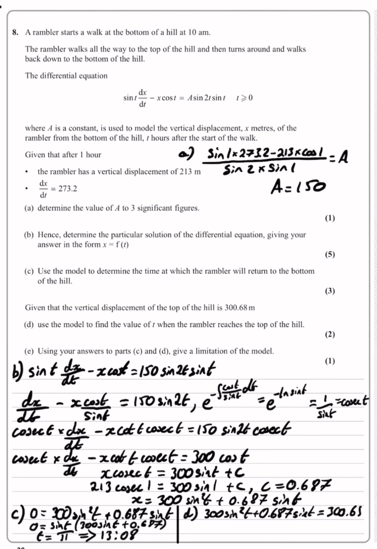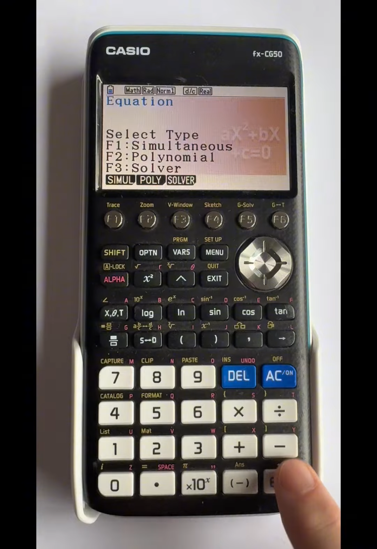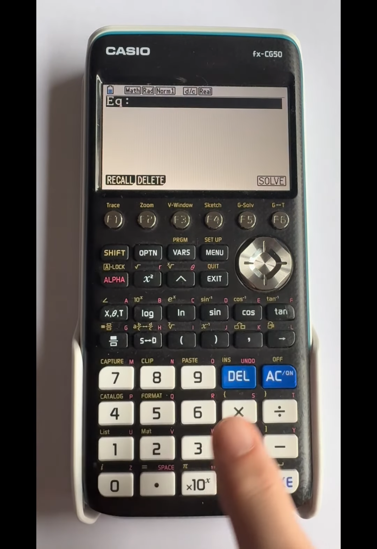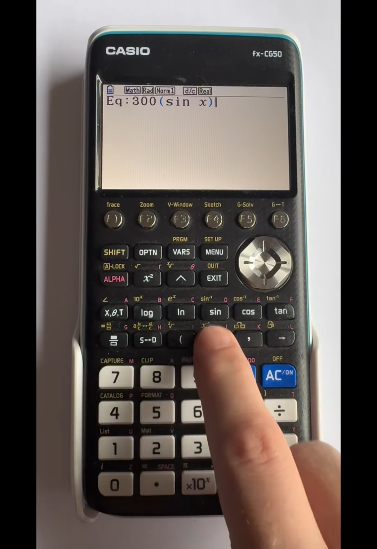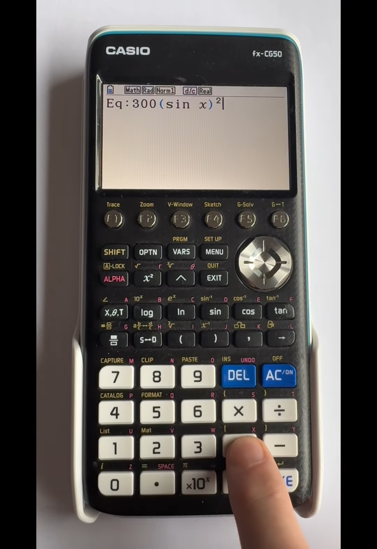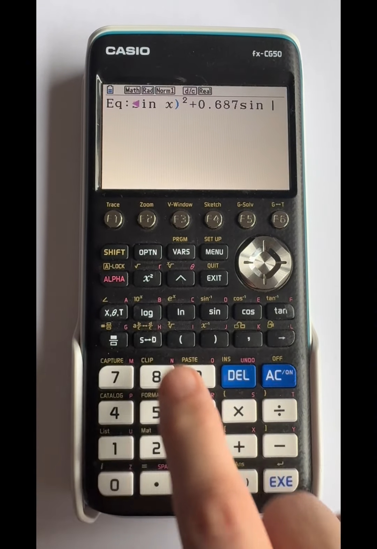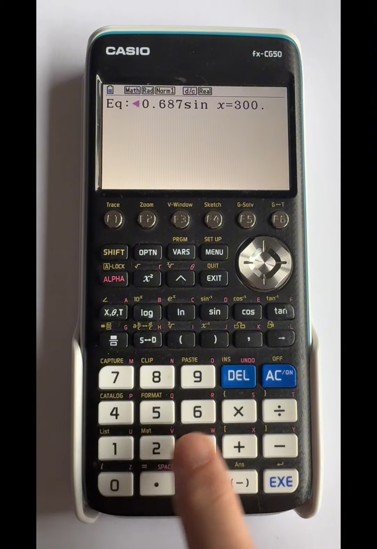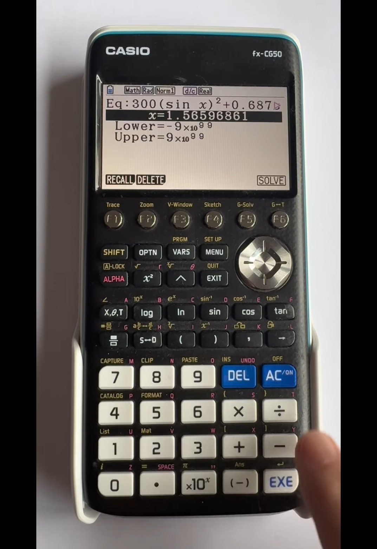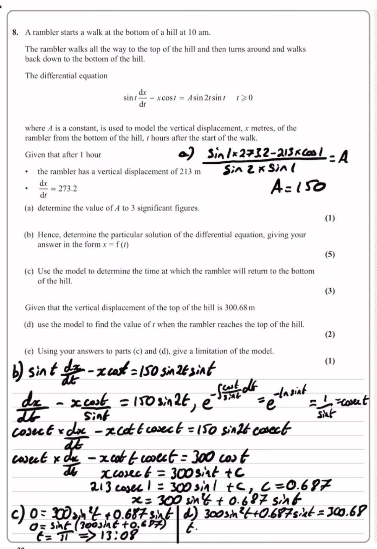And then solve it. I'm going to use a calculator. Using Casio's equation solver setting, you can just type the equation in as it is and do all the heavy lifting for us. So 300 sin(x)^2 + 0.687 sin x = 300.68. When I solve that, we get 1.57 to 3 decimal places. So that's my value of t.